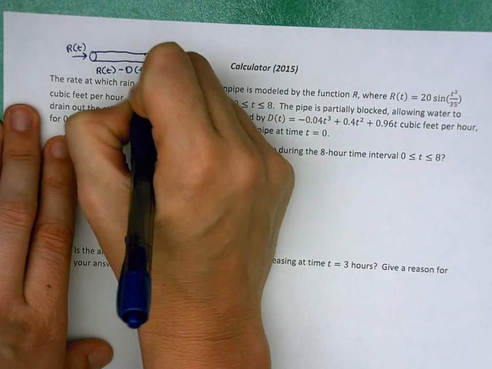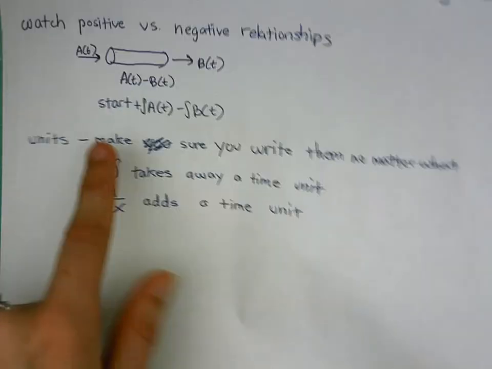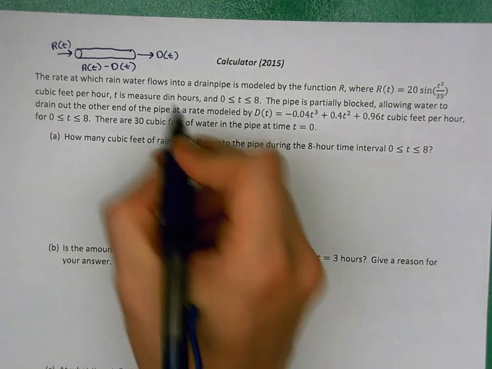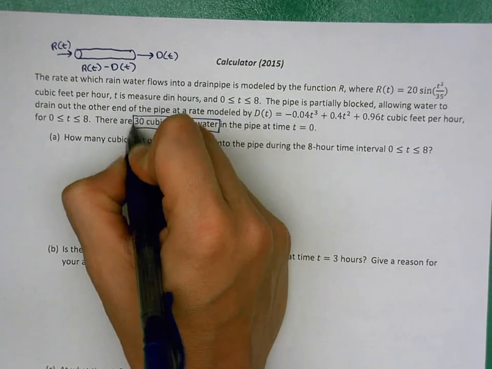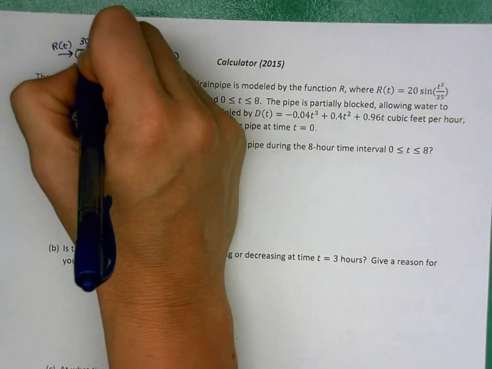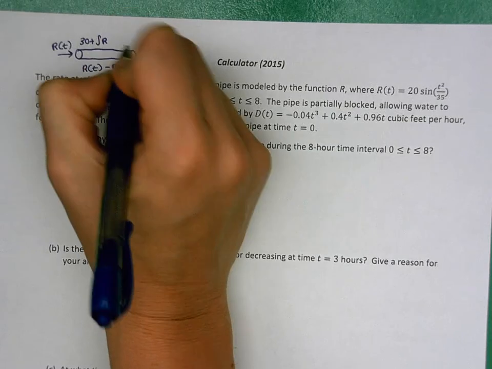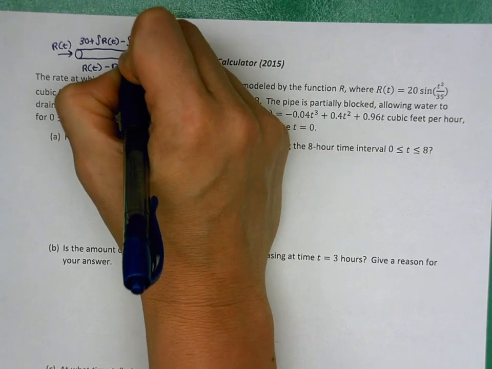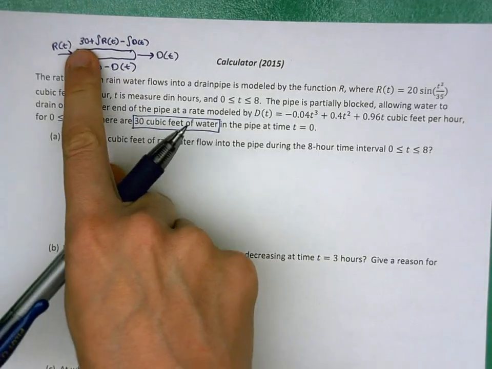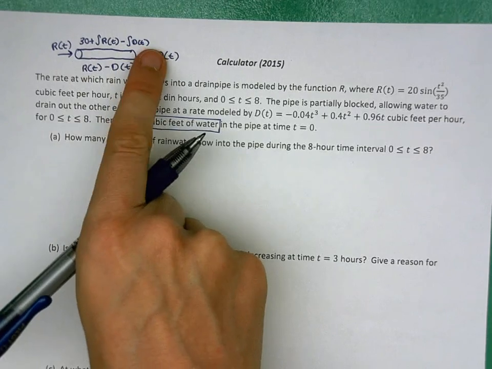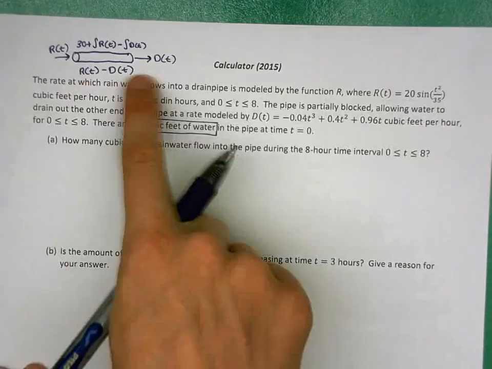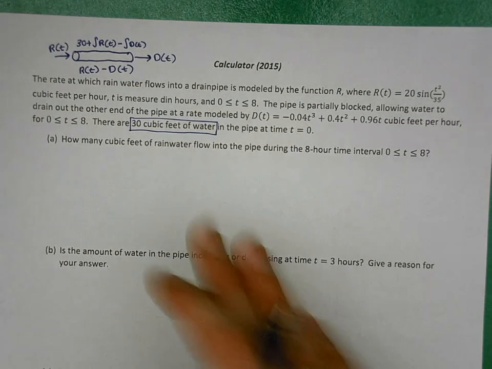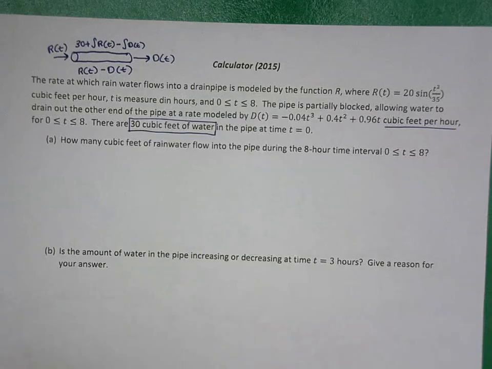And if they do end up needing me to find some sort of total, I'm going to look for my starting amount, which I think they gave me. Yes, they did. There already are 30 cubic feet inside the pipe, so we have our 30, plus the integral or total. Remember, that's what an integral is. It's a total. Total of R of T minus the total of D of T. We started with 30. This amount went in. This amount went out. So this is the derivative of the pipe. This is the amount in the pipe. And we've got a bunch of units here. Cubic feet per hour for D of T. Same for R of T.